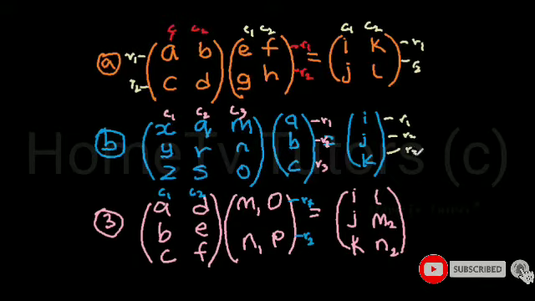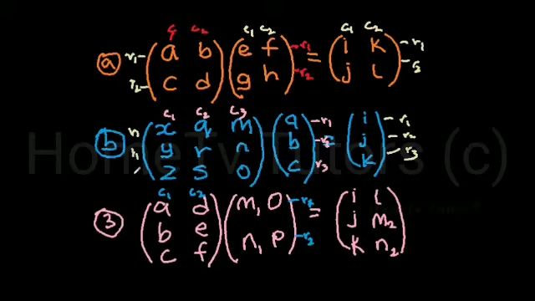Then the second sample, the product has how many rows? 1, 2, 3. The first matrix has how many rows? 1, 2, 3. Good. Then the second matrix has how many columns? 1. Good. Then for the third sample, the product has how many rows? 1, 2, 3. And the first matrix has how many rows? 1, 2, 3. Then the second matrix has how many columns? 1, 2. Same as the product, which has 2 columns.